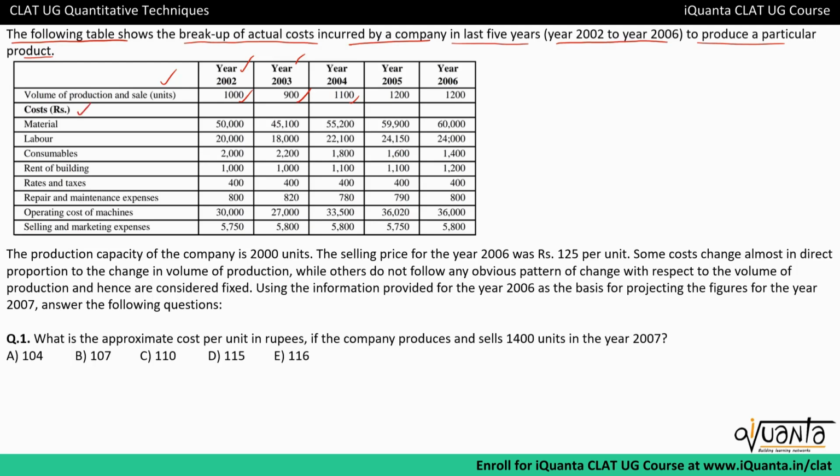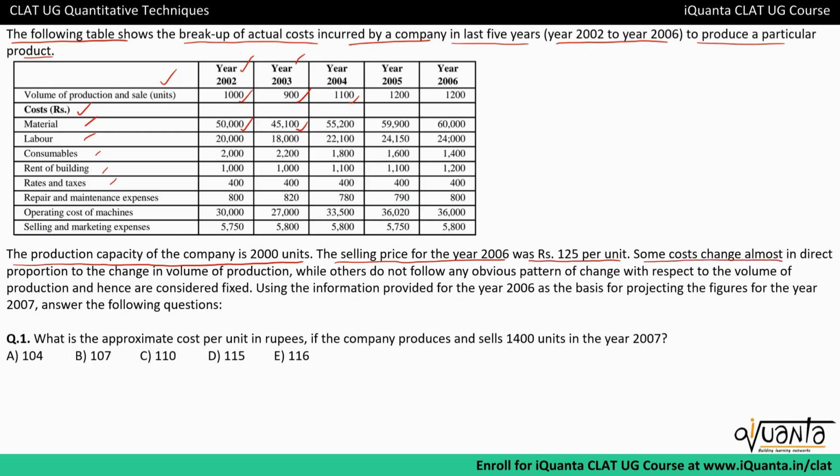We have also been given the cost incurred by the company on this product. Like material, it is spending 50,000 in year 2002, then 45,100 in year 2003, and similarly for all the other items. So we have to read all the data from the table only. Reading further, the production capacity of the company is 2000 units, so the maximum the company can produce is this many units. The selling price for the year 2006 was rupees 125 per unit.